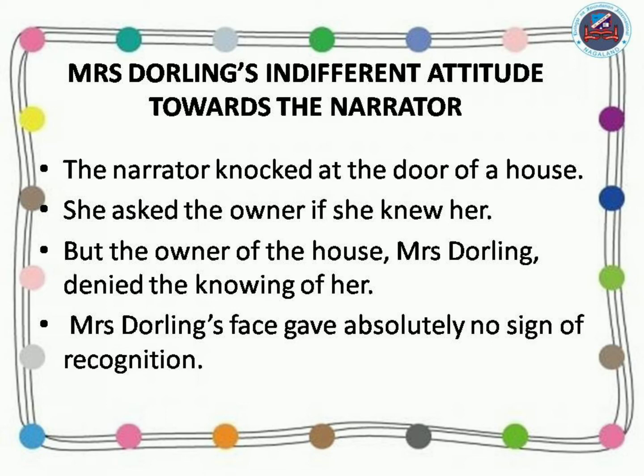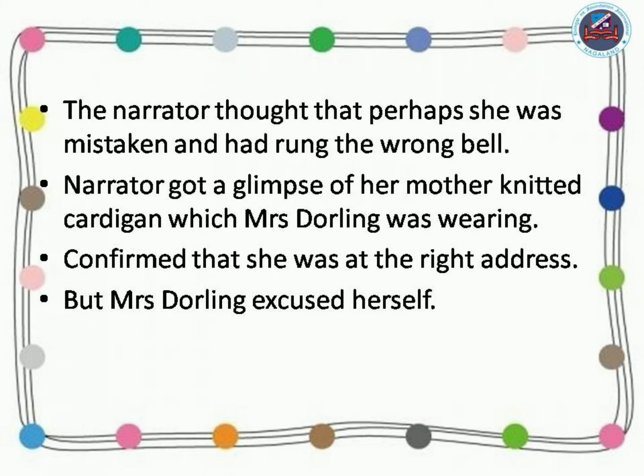Mrs. Dorling's face gave absolutely no sign of recognition, and she kept staring at her without speaking any word. The narrator thought that perhaps she was mistaken and had rung the wrong bell. Then the narrator got a glimpse of her mother's knitted cardigan, which Mrs. Dorling was wearing. This confirmed to her that she had reached the right address. But Mrs. Dorling excused herself by saying that she could not talk to the girl that day and she should come again later. The narrator wanted to talk to her for some time, but Mrs. Dorling cautiously closed the door.